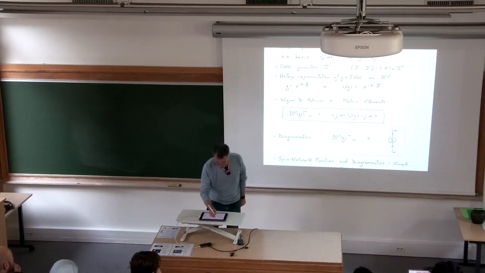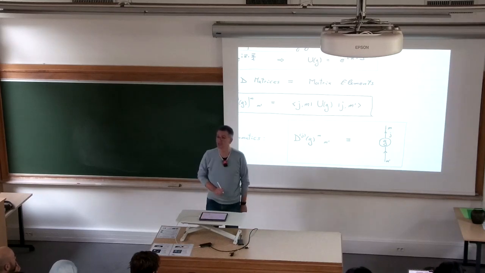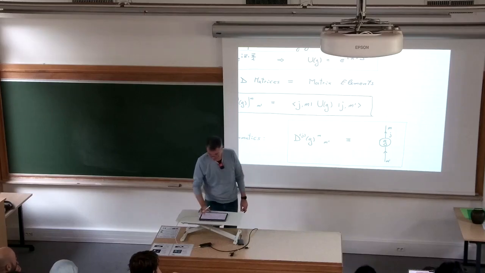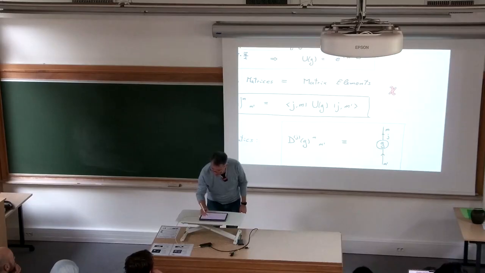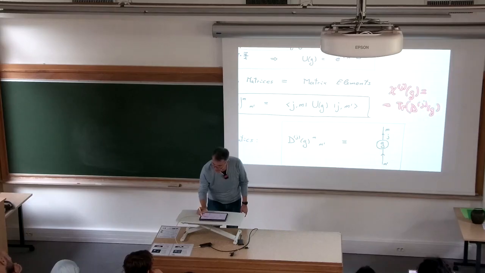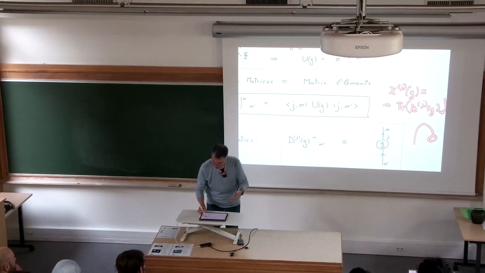Where is J written? I should have written it here. You have to put J, otherwise the symbols don't tell you the representation. Okay? You know the notion of a character. Chi j of G is defined as the trace of dj of G. If you don't, well, it's a standard notion. So what is that? Well, you put a blob and you close the line.